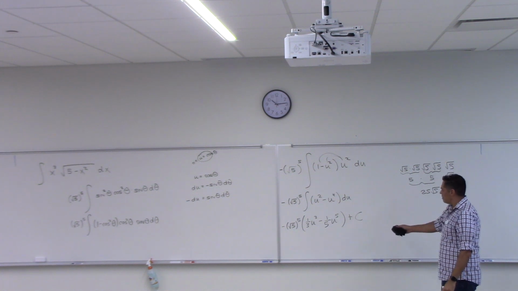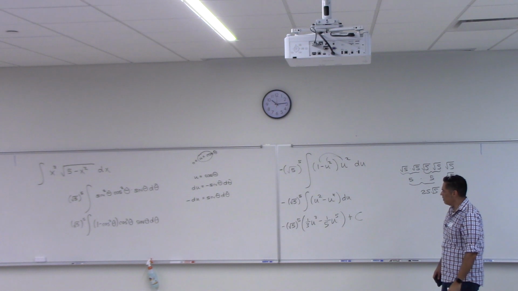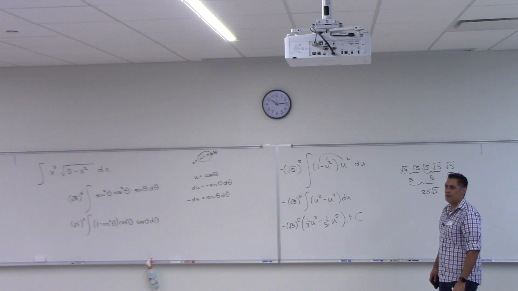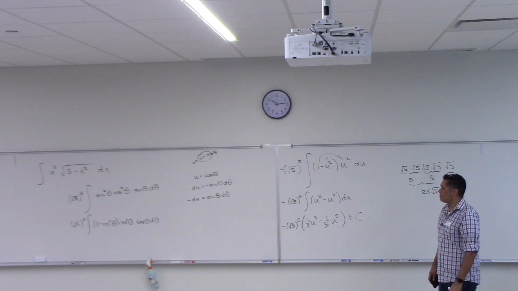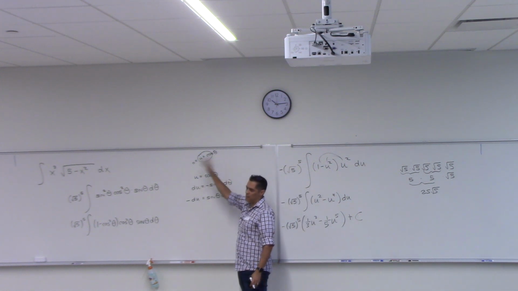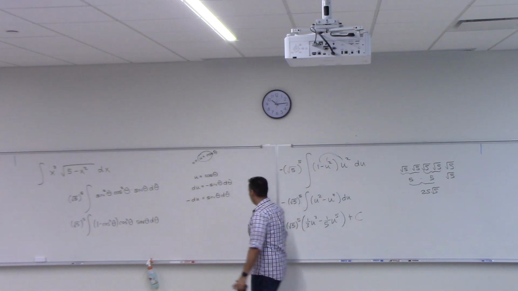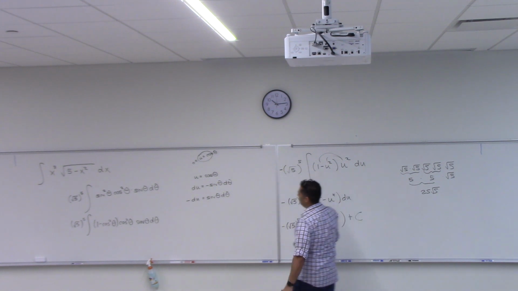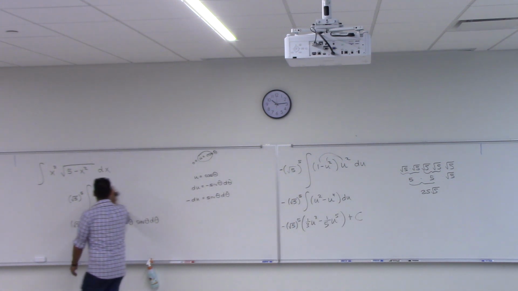Are we done? Can I box it up? No, because my answer is in terms of what variable? U. I need to get back to x, right? But to get back to x, I first have to go from u back to theta, and then once I get to theta, I get back to x, okay? All right, so here we go. I'm going to leave that on the board because I'm going to need that for my reference triangle.